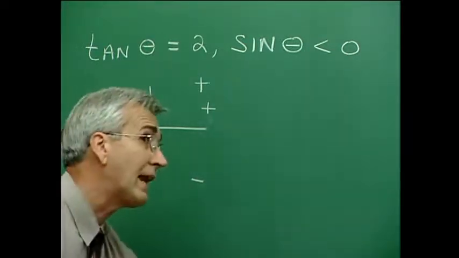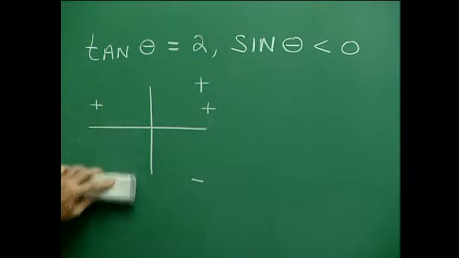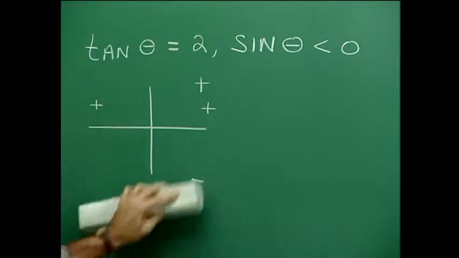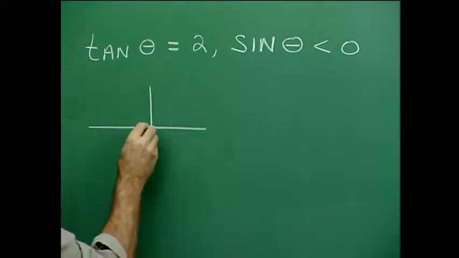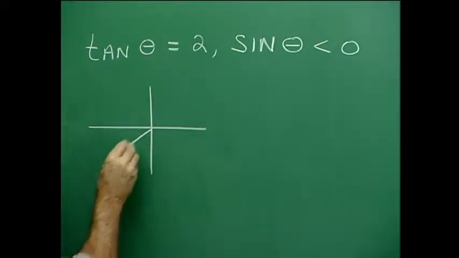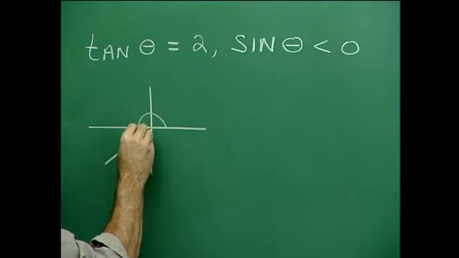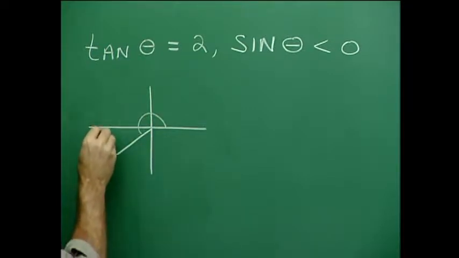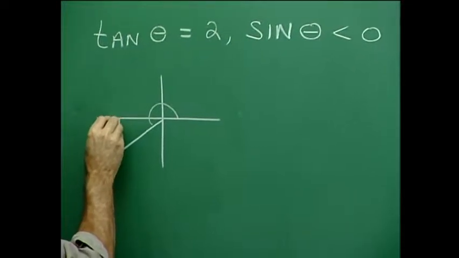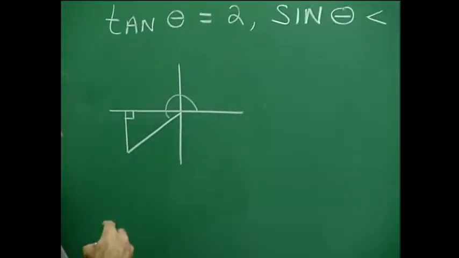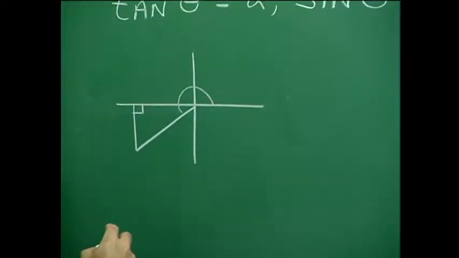Okay, with that information, then we know that our reference triangle occurs in this quadrant. And we can draw that reference triangle like this. We know that our angle, you see, appears in this quadrant. Our reference triangle appears here. And away we go with structuring the right triangle and identifying lengths of sides if we'd like to do that.